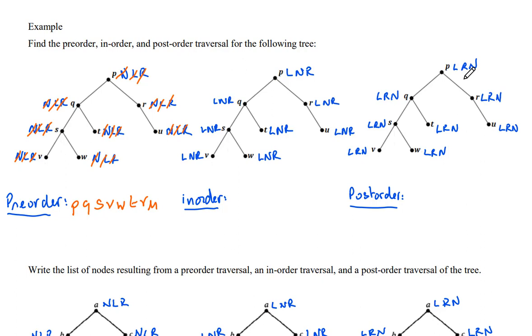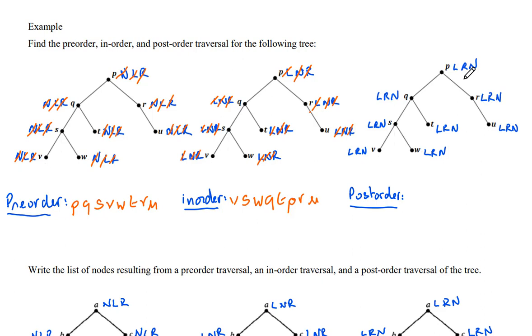Similarly, in order, the node in the middle, so left, node, right. I'm going to go left, and then finally copy V, go back to S, copy that, try to go right, copy W, go back to Q, copy that, and go right of Q, where we have to copy T, and then go back to the root, and finally we're going to copy P, then go right of P, try to go left but there's no left, copy the node which is R, and then go right, which is U, and we're done. This is the in order.